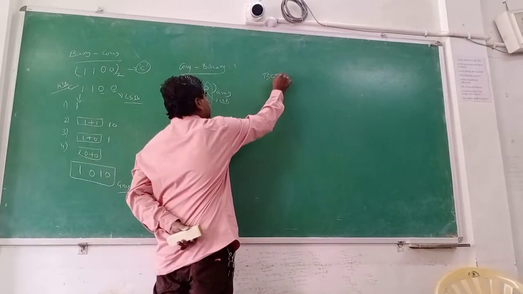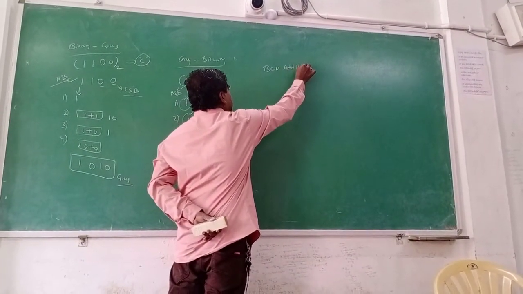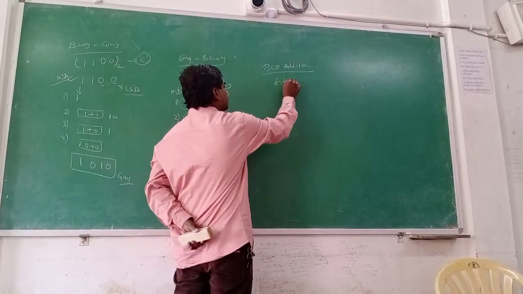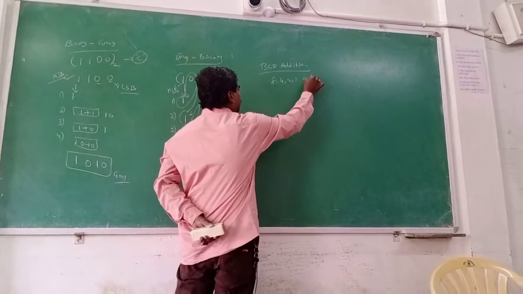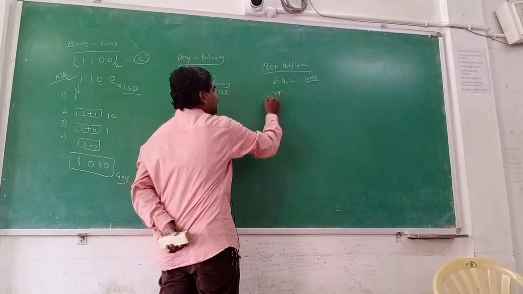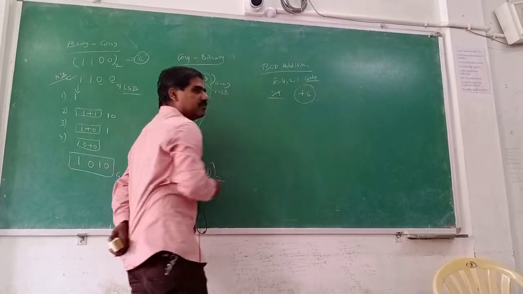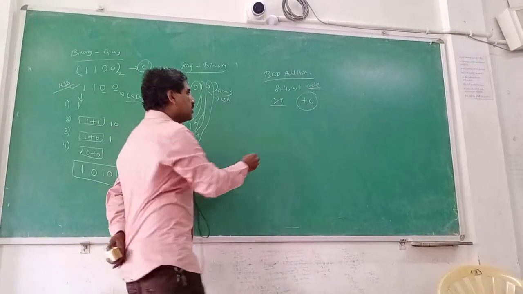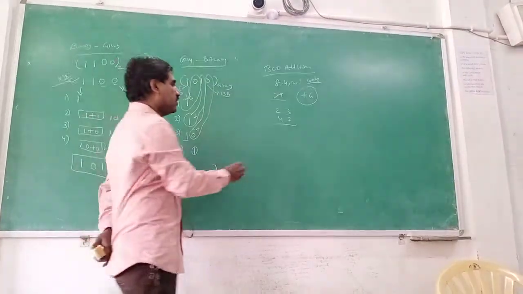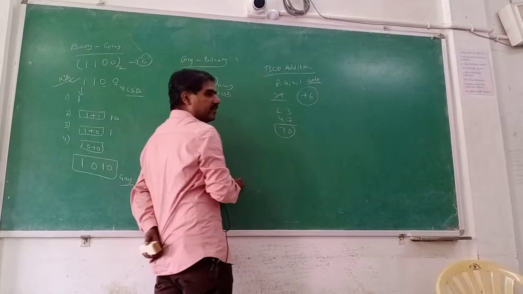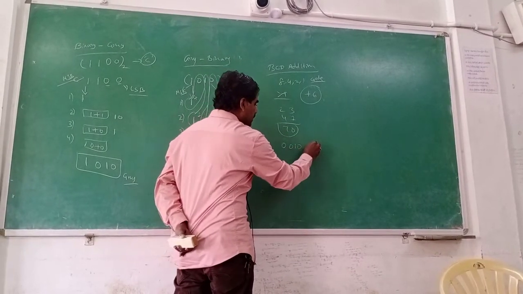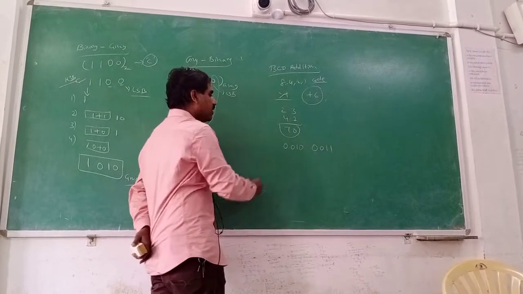Next, BCD addition. BCD addition means 8421 code. If the sum is greater than 9, we simply add plus 6 to the sum. In order to perform BCD addition, we are taking two numbers, 23 and 47. The result is 70. Again convert the numbers: 2 is 0 0 1 0, 3 is 0 0 1 1, 4 is 0 1 0 0, 7 is 0 1 1 1.